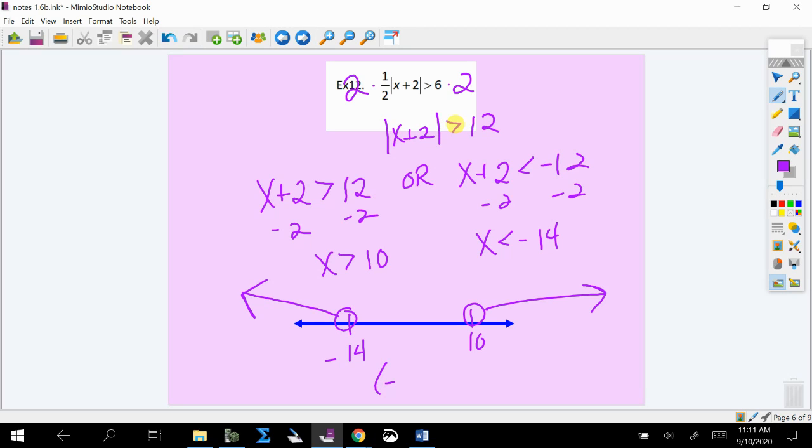And my intervals go from negative infinity to negative 14 with a parentheses, and then from 10 to infinity.